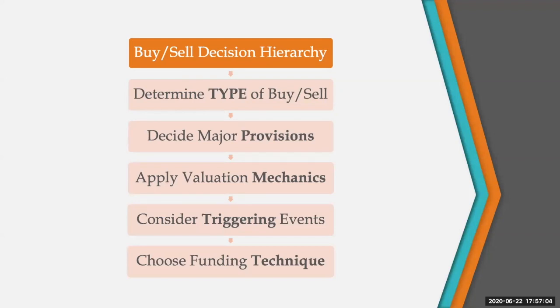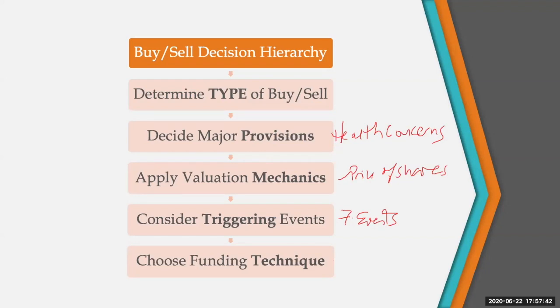Then, of course, decide the major provisions, and then apply valuation mechanics, which I'm going to talk about on the next page, as far as some of the steps you could take to do the valuation to determine what the price will be for the shares. Then you've got the triggering events, which will be covered a lot more right after I go, but it's in here. We're going to talk about that. And then choose a funding technique, which I just mentioned: insurance. Remember, there are different triggering events. Most people think that a triggering event is death, so life insurance is a big part of that.